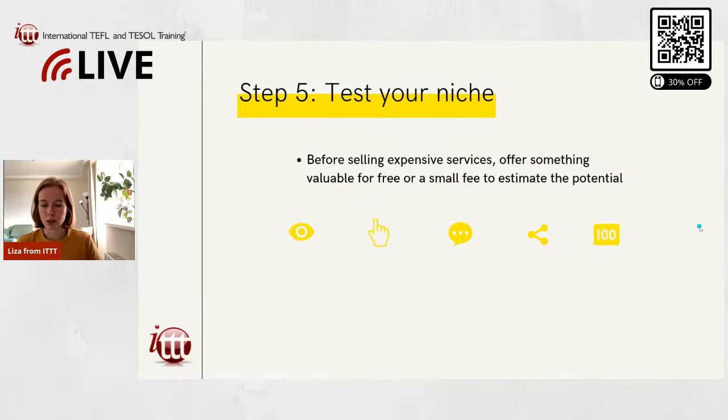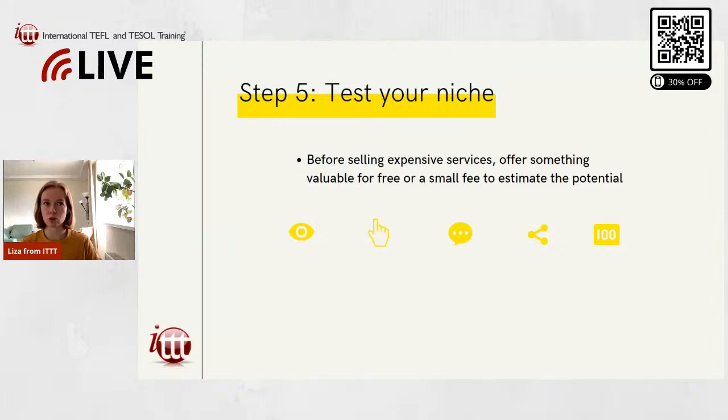And the last point I would like to dwell upon is that it is important to test your niche. So for example, you have decided to work for a really narrow audience, for example, for IT specialists. But before selling your services, especially if they are expensive, try to offer something valuable for free, or something for a small fee to estimate the potential of your business.